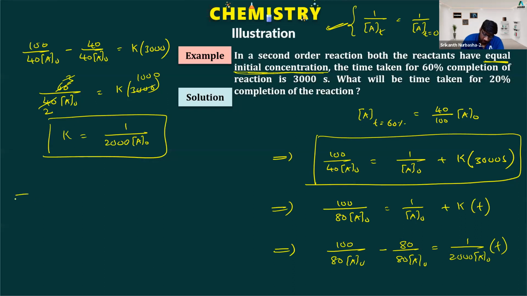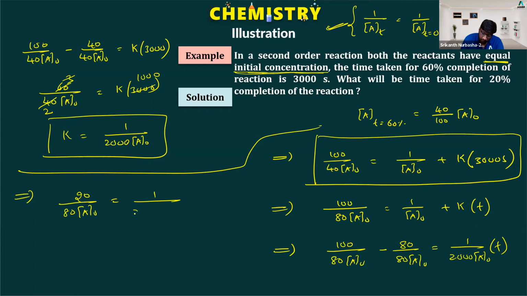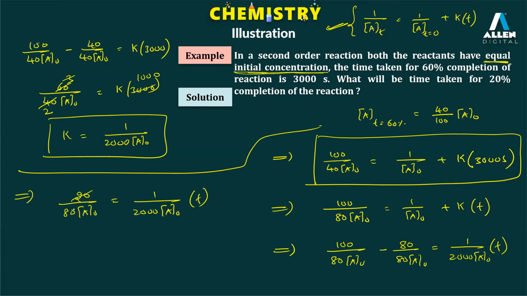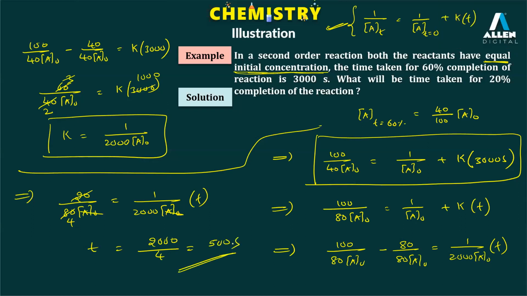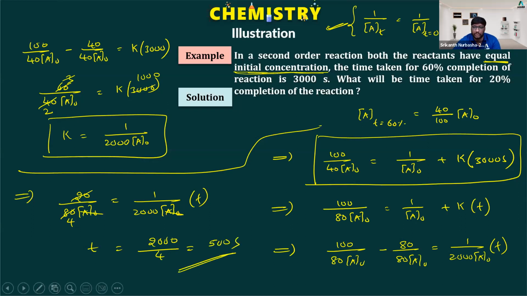So I'll write the equation as 20 by 80 concentration of A naught is equal to 1 by 2000 A naught into t. A naught gets cancelled. So t is equal to 2000 by 4, that is 500 seconds. Yes, very good. t is equal to 2000 by 4, which is nothing but 500 seconds.